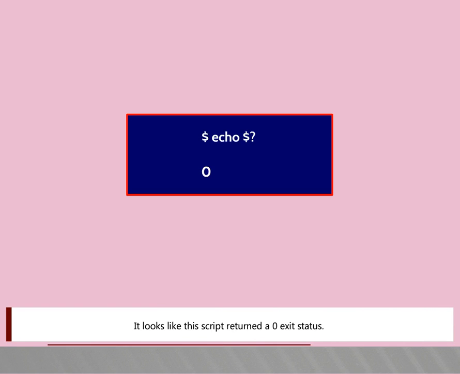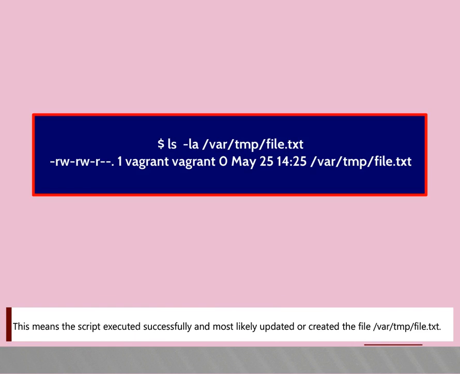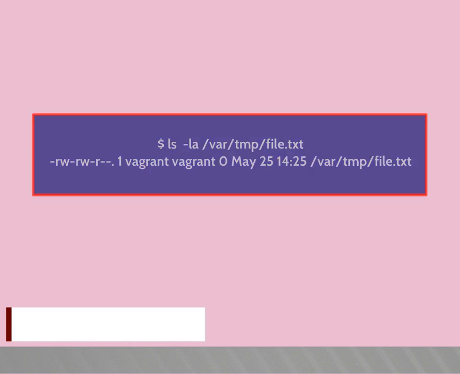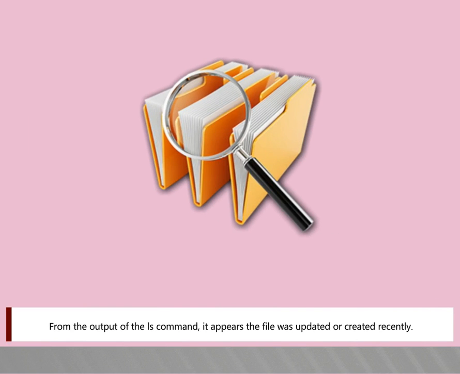It looks like this script returned a 0 exit status. This means the script executed successfully and most likely updated or created the file /var/temp/file.txt. We can validate that the file was updated by performing an ls -la on the file itself. From the output of the ls command, it appears the file was updated or created recently.